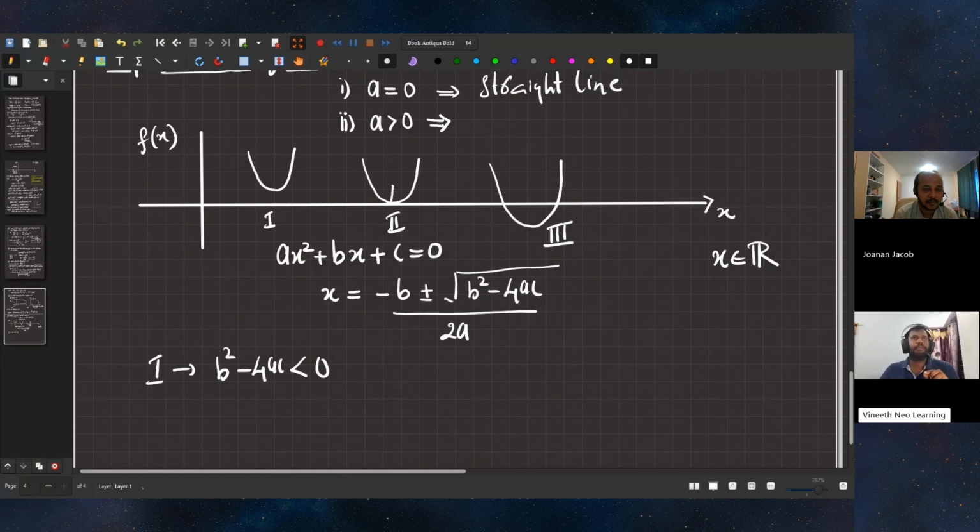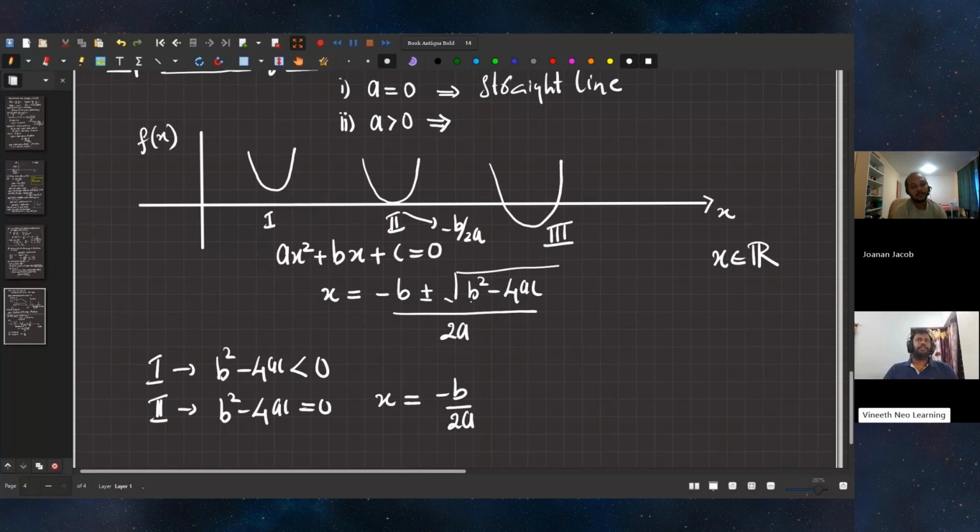Case 2 happens when b squared minus 4ac equals 0. Then what will our solution look like? x equals minus b by 2a. This point, the value of x, will be minus b by 2a.